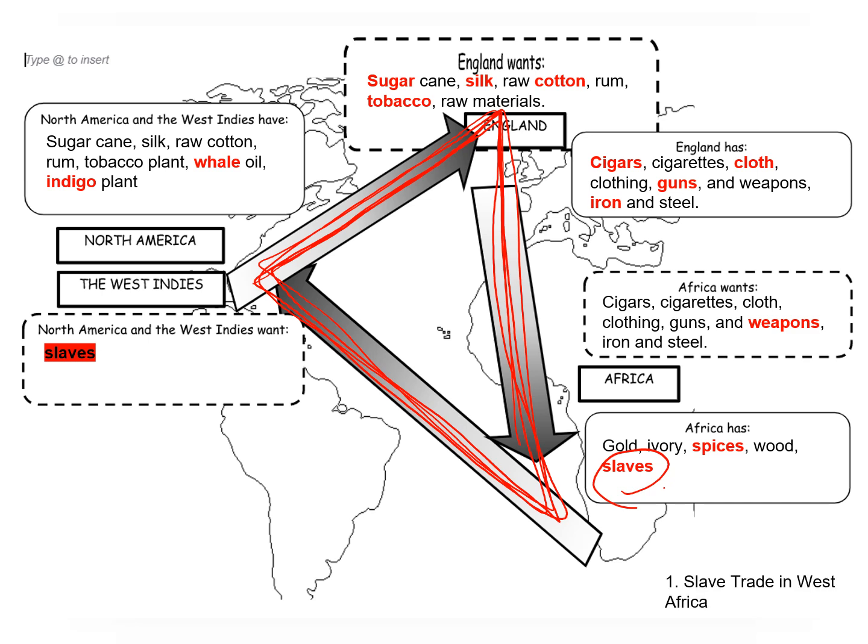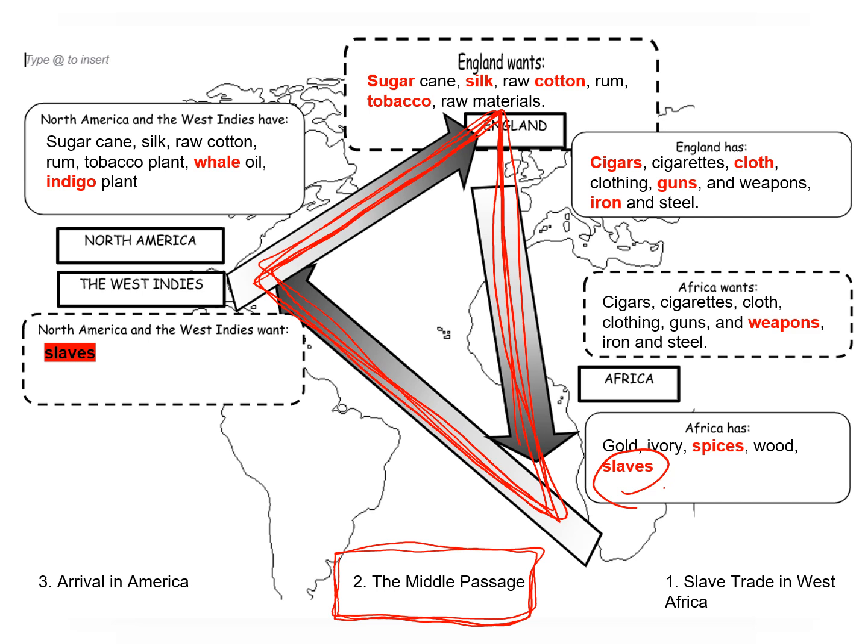And one last little thing: we have the slave trade in the West, we get the Middle Passage, and we get the arrival in America. That's how that works, okay? So let's talk a little bit about this last piece right here, the Middle Passage. The Middle Passage was probably the most brutal trip that the Africans would have to make.